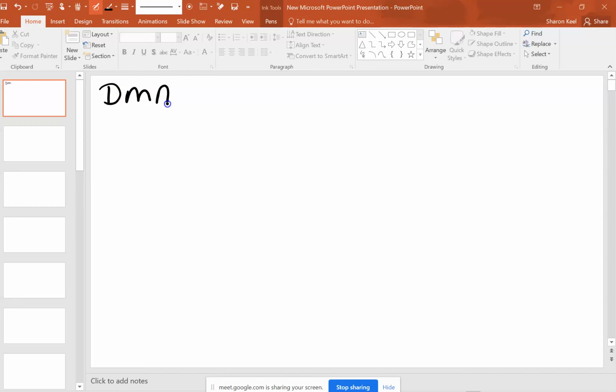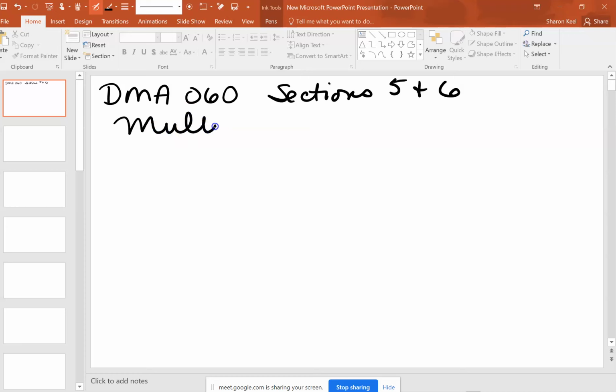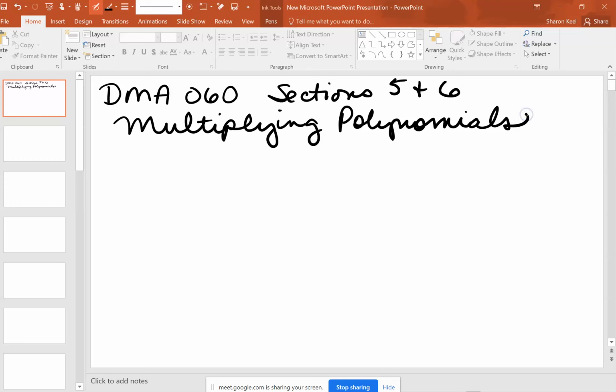Okay, so we are looking at DMA 060, and we're looking at both sections 5 and 6, and both of these sections are on multiplying polynomials. So when we multiply polynomials, you may have, let's say, 2x squared times 3x plus 5.